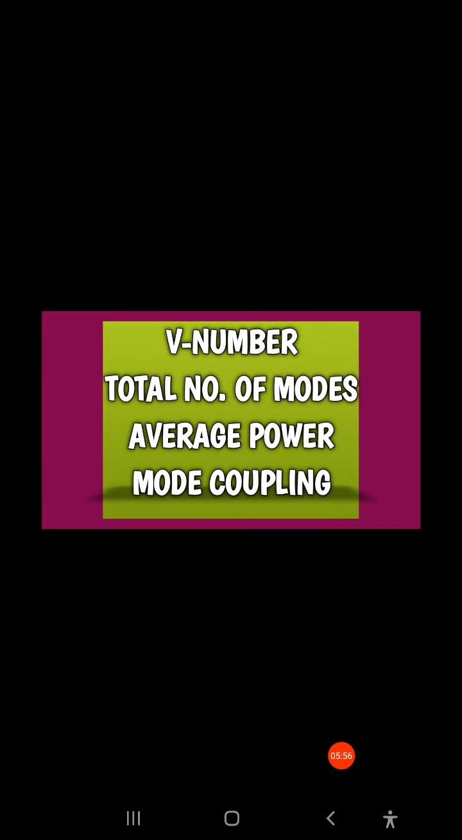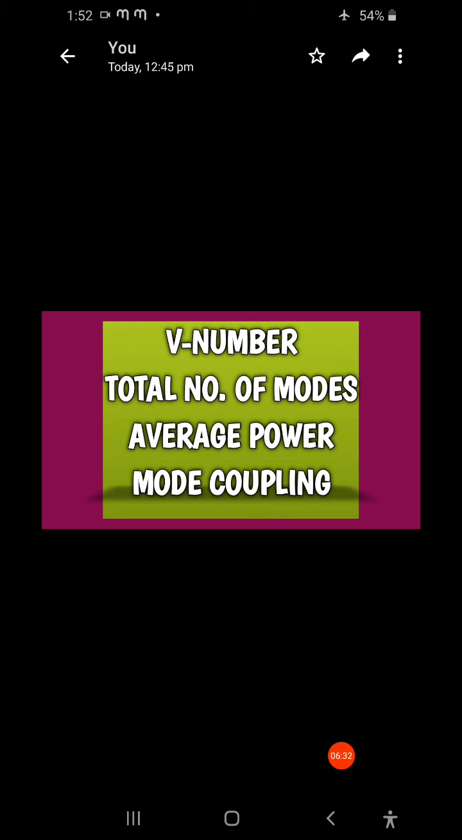Today we have discussed V number, total number of modes, average power, and mode coupling. The V number is a dimensionless quantity. It gives the number of modes of a fiber, that is V equal to 2 pi a by lambda into (n1 square minus n2 square) whole power 1 by 2, which is equal to 2 pi a by lambda into numerical aperture.